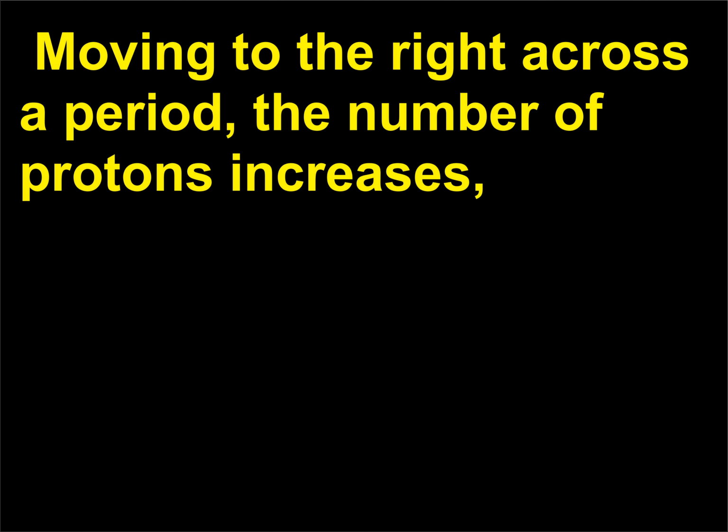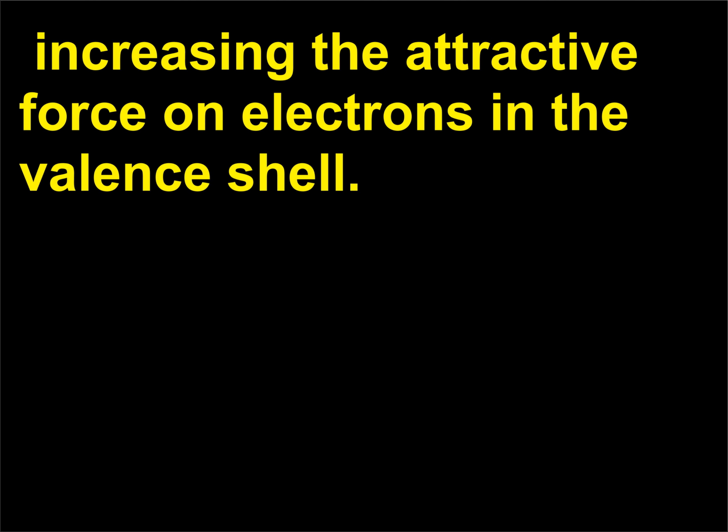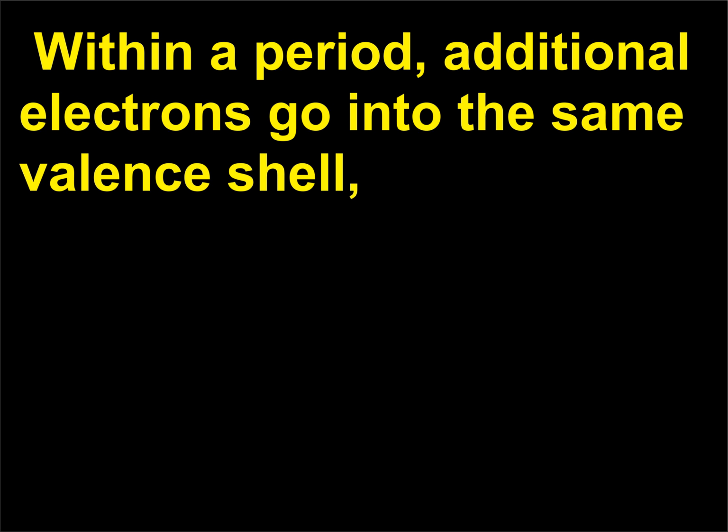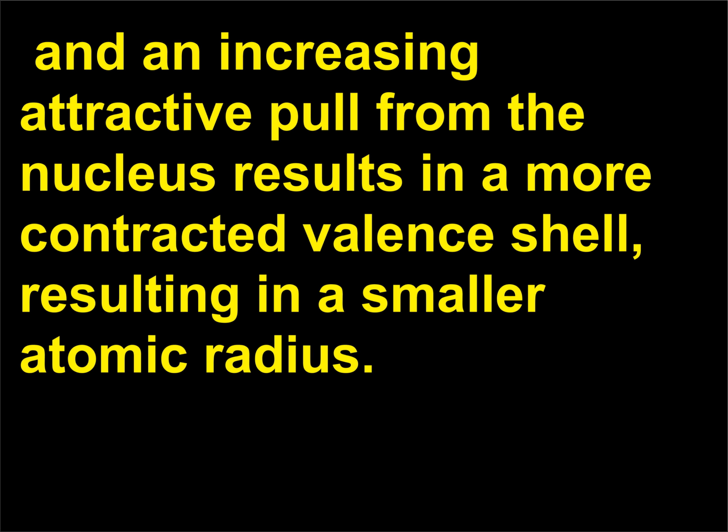Moving to the right across a period, the number of protons increases, increasing the attractive force on electrons in the valence shell. Within a period, additional electrons go into the same valence shell, and an increasing attractive pull from the nucleus results in a more contracted valence shell, resulting in a smaller atomic radius.